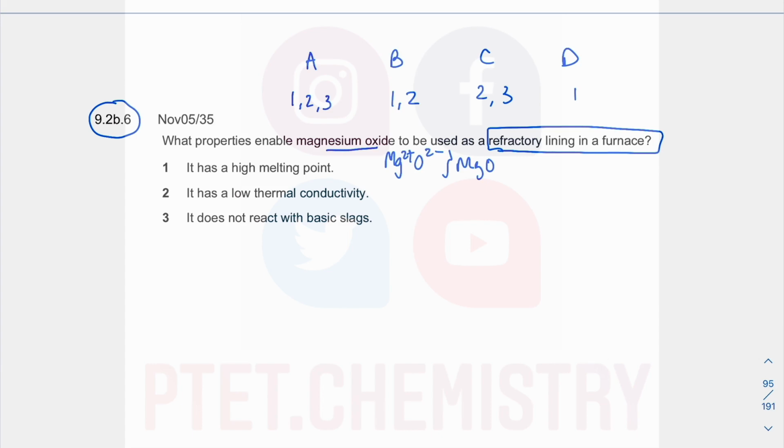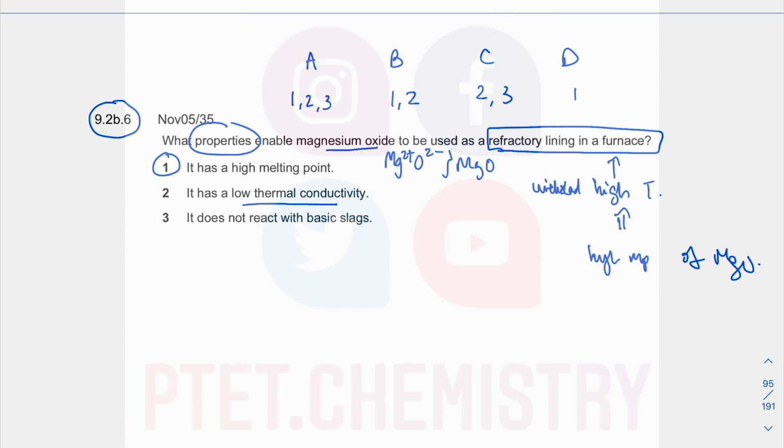So why do we use MgO? A blast furnace has got to withstand very high temperature. So it's got to do with the high melting point and boiling point of the MgO. Well, we don't want it to boil off because we want it to remain, so we're just looking at melting point. We want it to remain as a solid, so it's just down to the melting point.